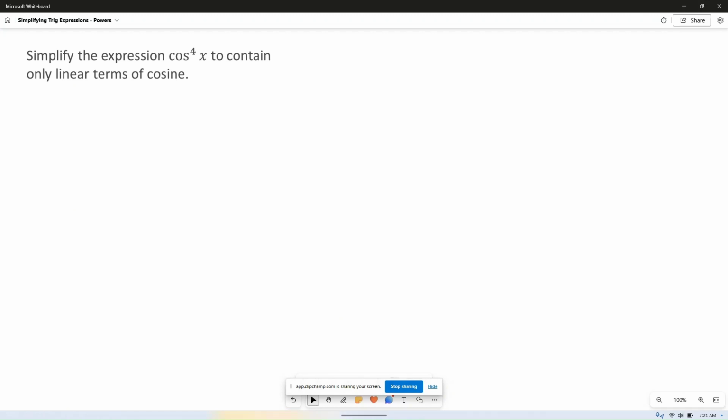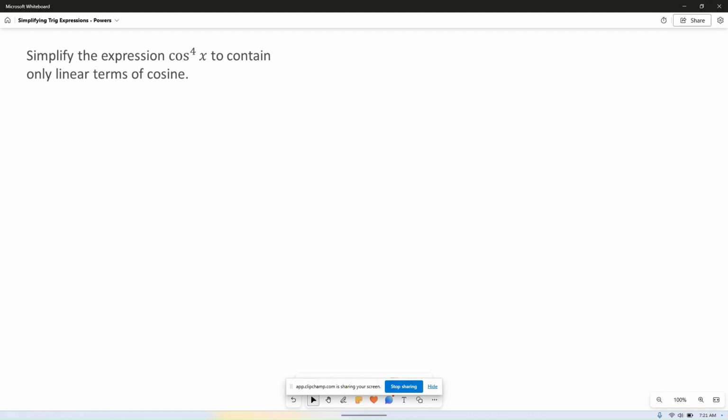Let's look at an example of simplifying a trig expression using our power reducing formulas. In this case, we want to simplify the expression cosine to the fourth of x. We want to reduce that down so it only contains linear terms of cosine. So we don't want to have cosine to the fourth, cosine cubed, cosine squared. We just want to have cosine terms.